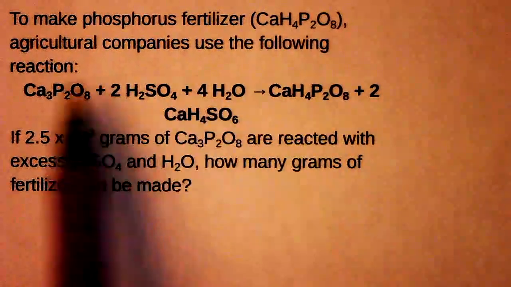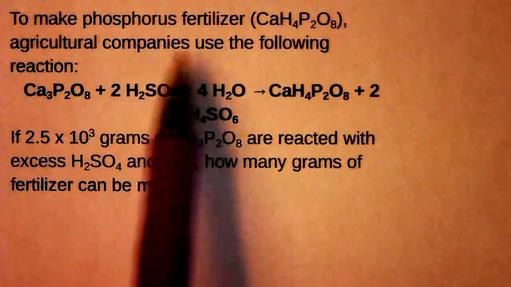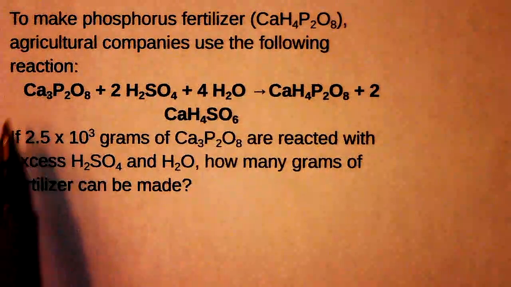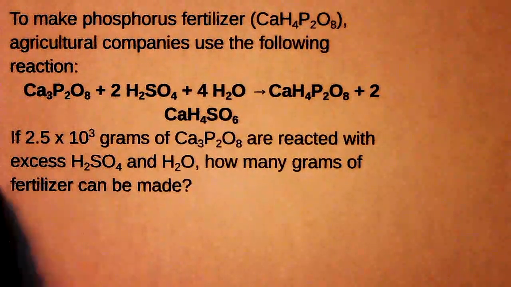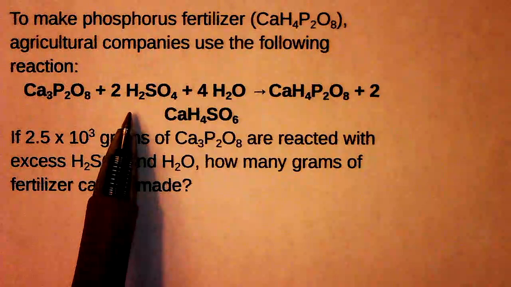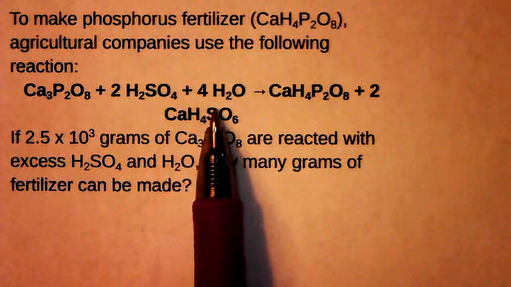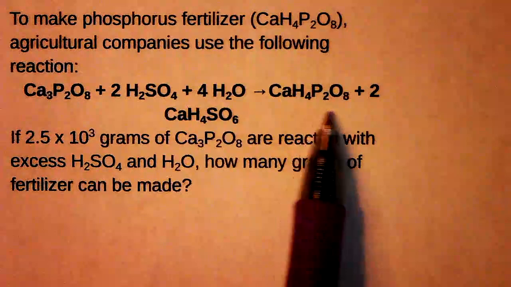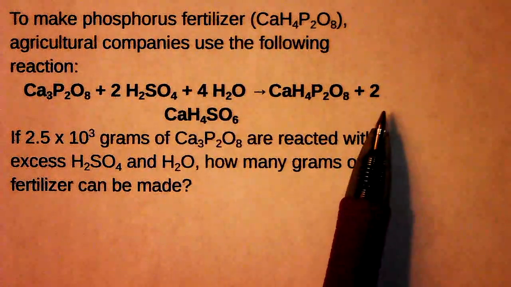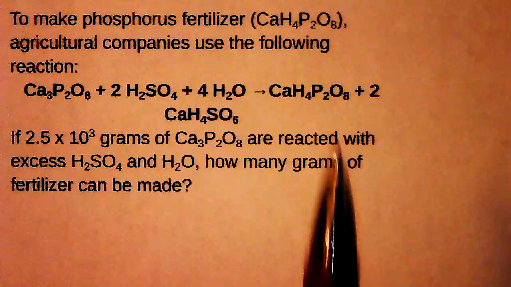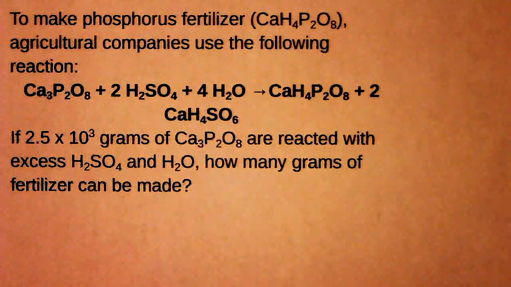All right, so we are looking at this problem. To make phosphorus fertilizer, in this case CaH4P2O8, agricultural companies use the following reaction: Ca3P2O8 plus 2 moles of H2SO4 plus 4 moles of H2O yields CaH4P2O8, or that fertilizer, plus 2 moles of CaH4SO6. All right, this is a balanced equation right away. So that's a good thing to know.